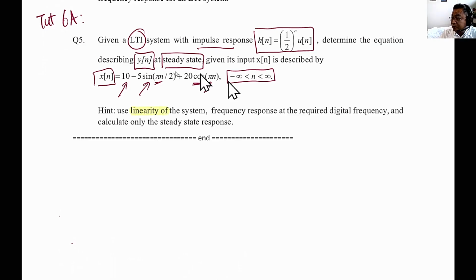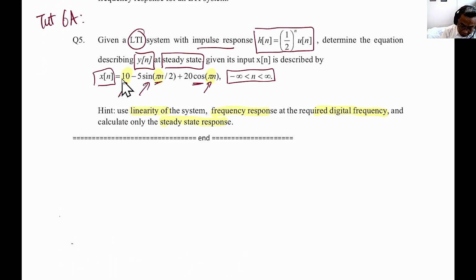We assume that the system is linear. Well, we know that it is linear because it's LTI. We're going to use the frequency response at the digital frequency, and we realize that the digital frequencies we are interested in are pi over 2, as well as omega equals 0 for this constant, to calculate the steady state response.